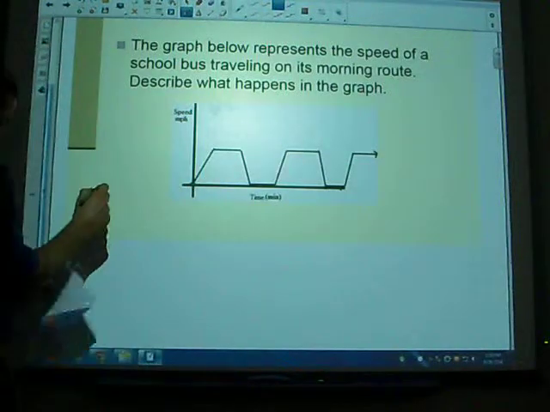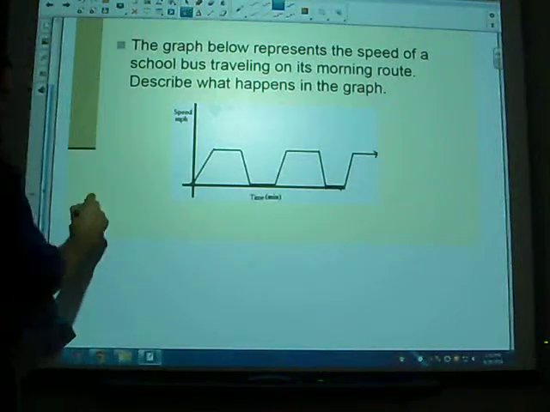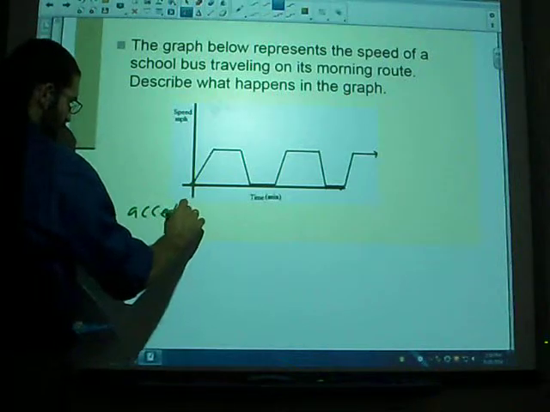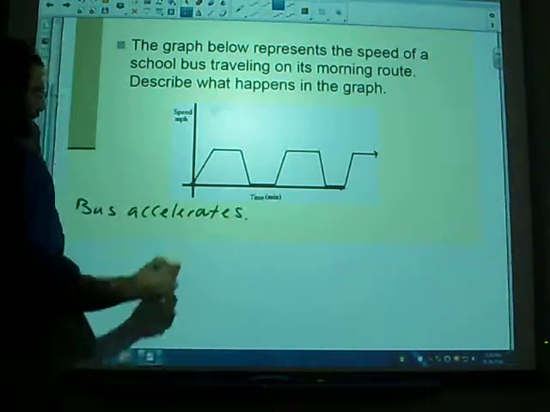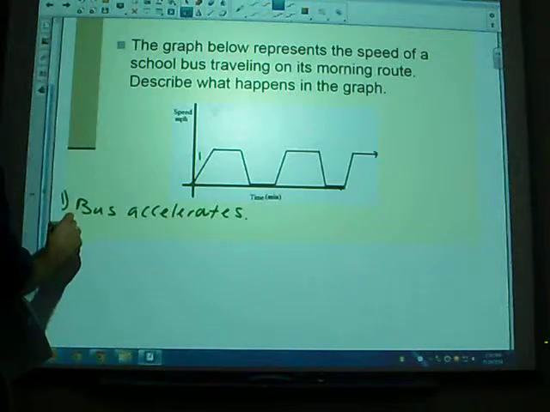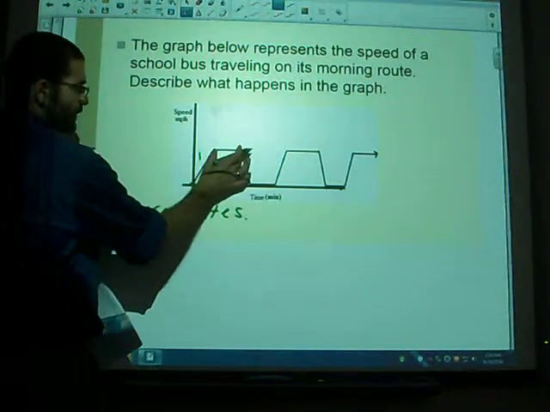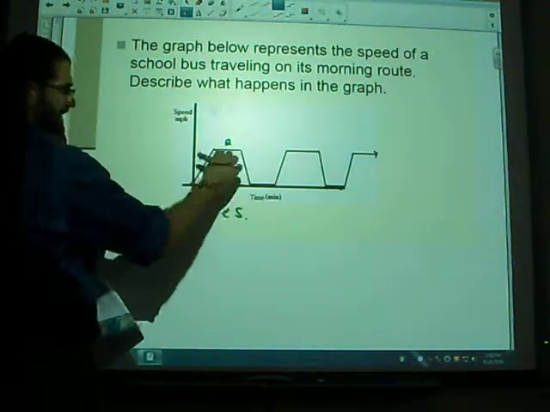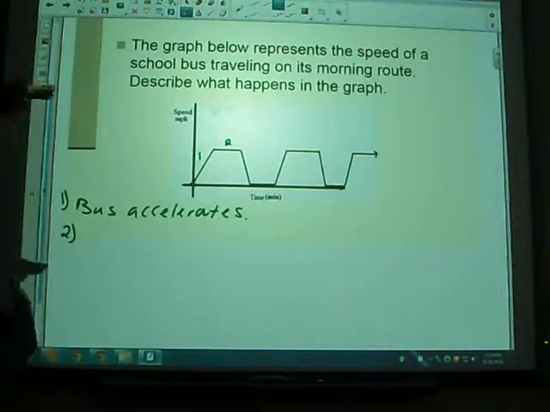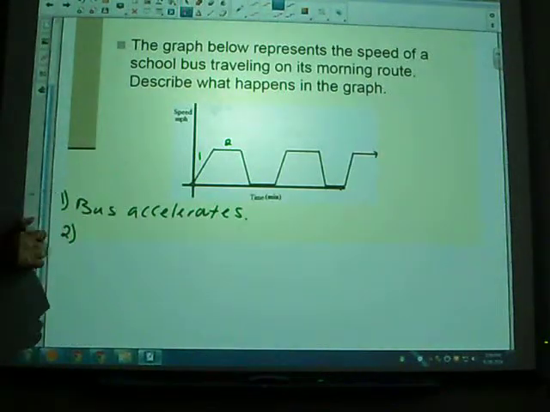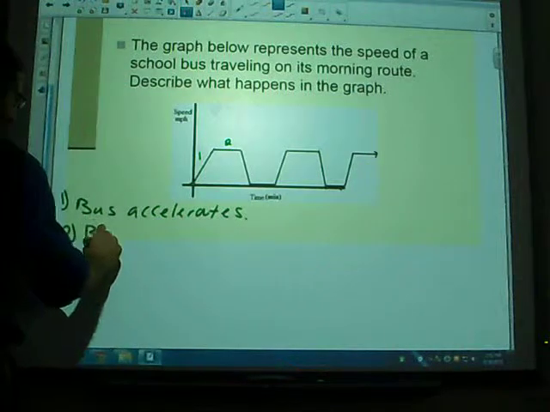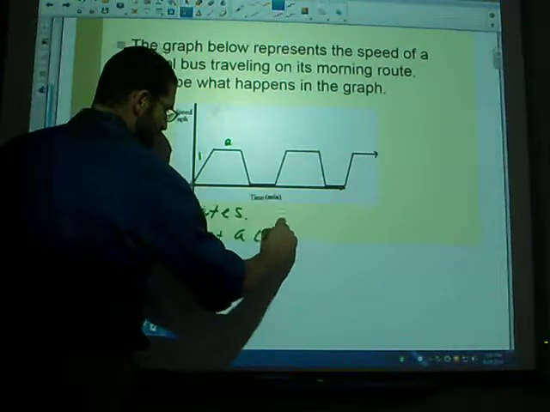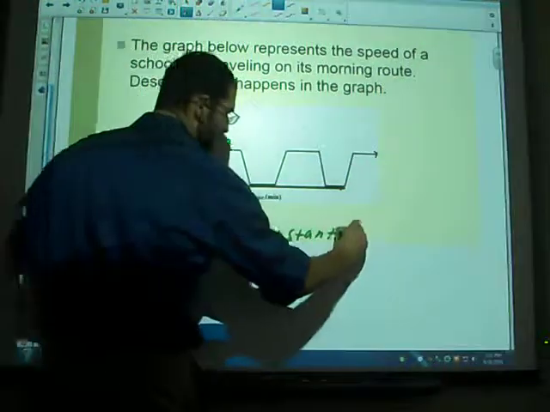In other words, the bus accelerates. Right here, this is the first thing that happens. Then notice that the speed, this is not speed zero, there is still some kind of a speed, but it's constant, it doesn't change. So that means the bus accelerates and then it goes at a more or less constant speed. So the bus travels at a constant speed.